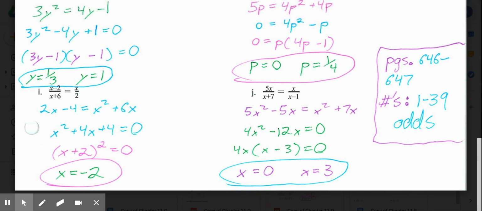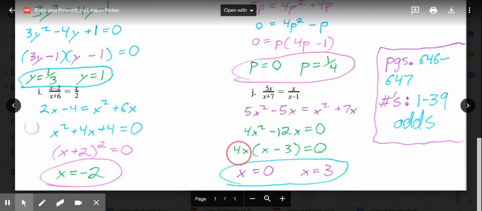And our last problem, J, 5x over x plus 7 equals x over x minus 1. Cross multiply first, so we end up with 5x squared minus 5x equals x squared plus 7x. Then we need to rearrange into standard form, so subtract the x squared and subtract the 7x, and we get 4x squared minus 12x equals 0. Both parts here can be divided by 4x, so I factor out the 4x. So I have 4x times x minus 3 equals 0.